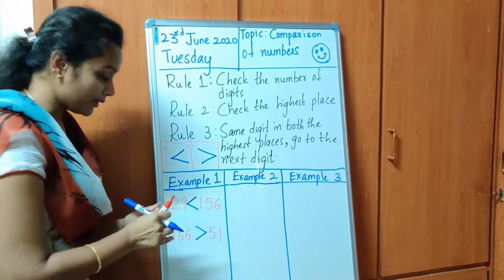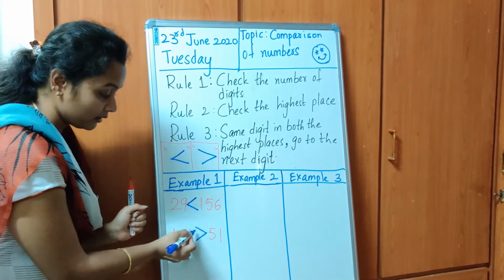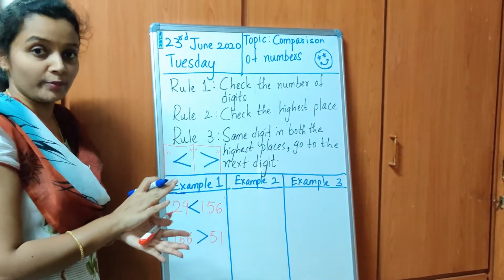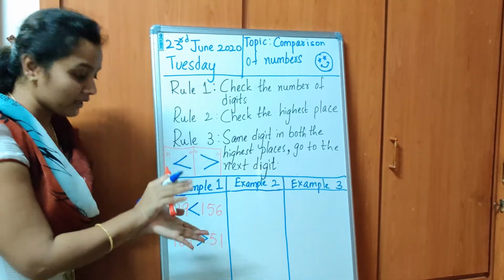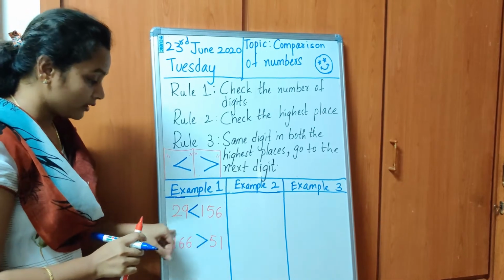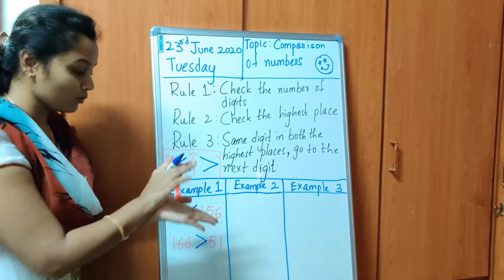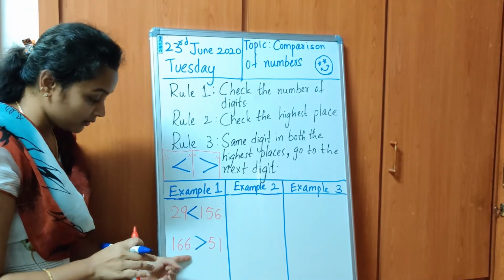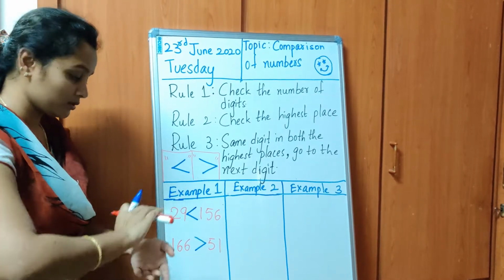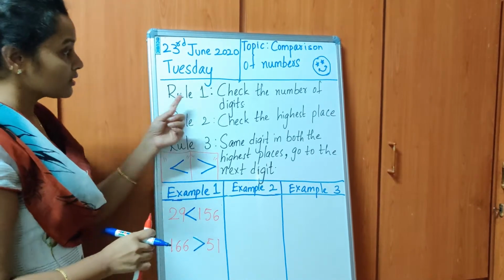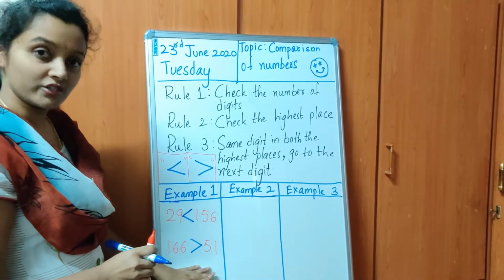So, wherever there is a bigger number, there the mouth of the crocodile will be open. This is what we have seen in the concept book, right? So, the mouth of the crocodile will be open wherever there is a bigger number. Here, 166 is the bigger number. So, the mouth is open towards 166. So, this is how you have to check the digits.